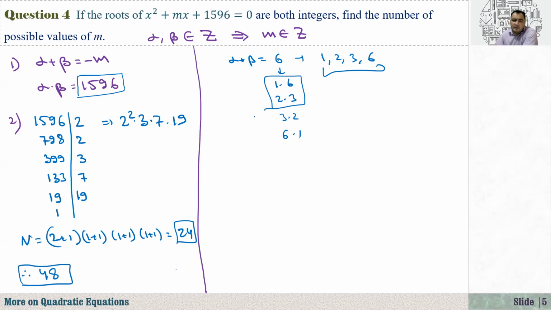And also including the negative numbers, it's not 48 here, we have 24 different possible values of m. Find the number of possible values of m. We have 24 possible values of m.